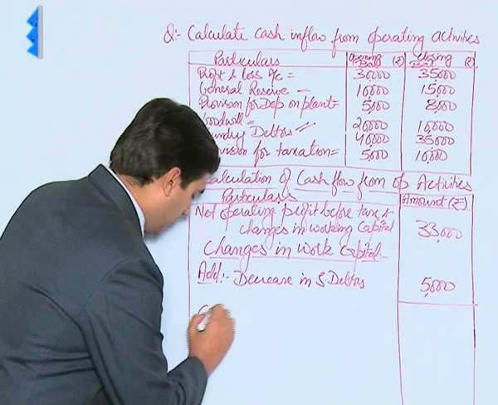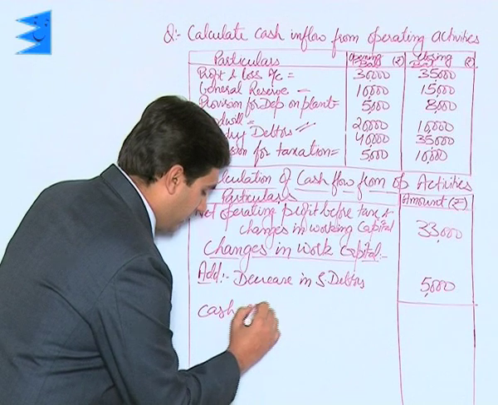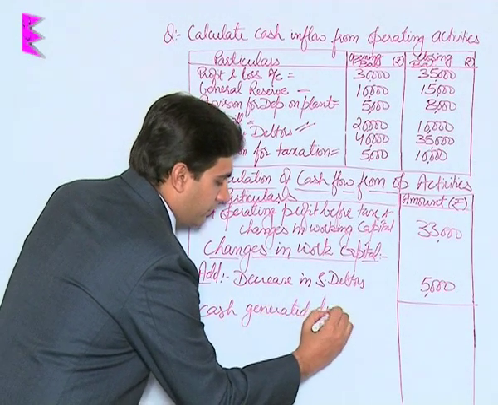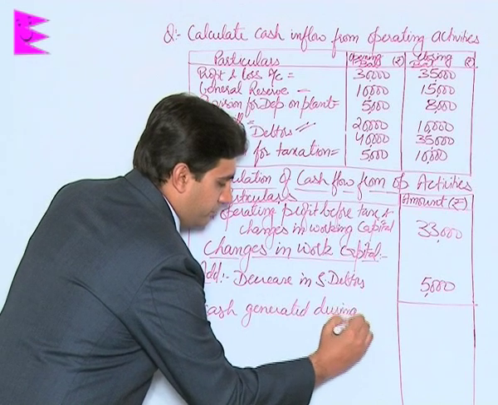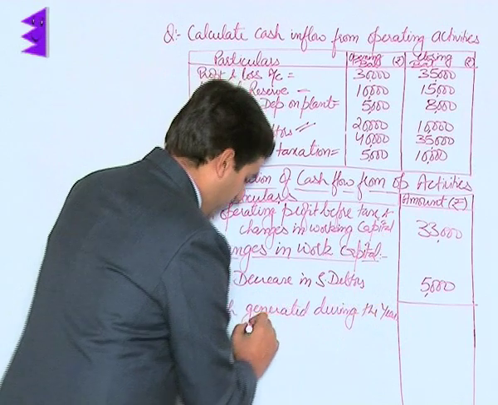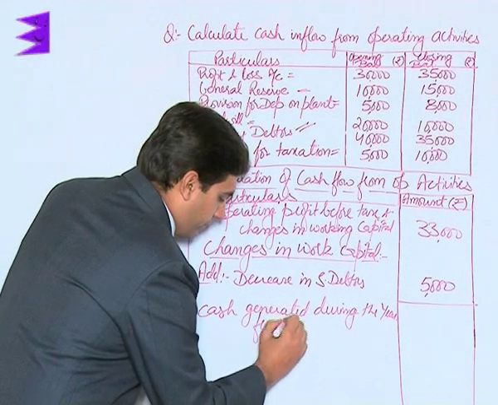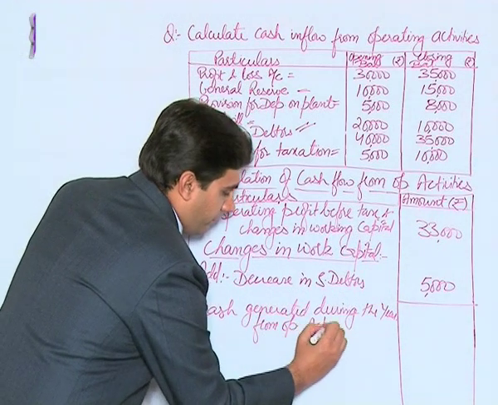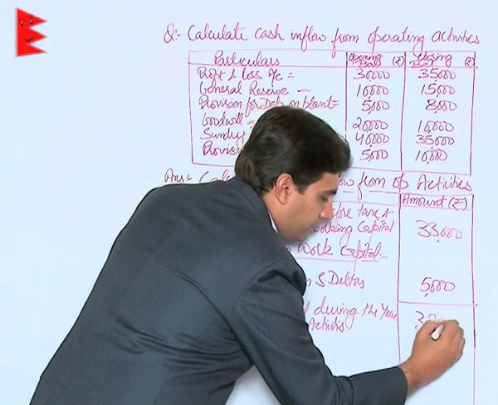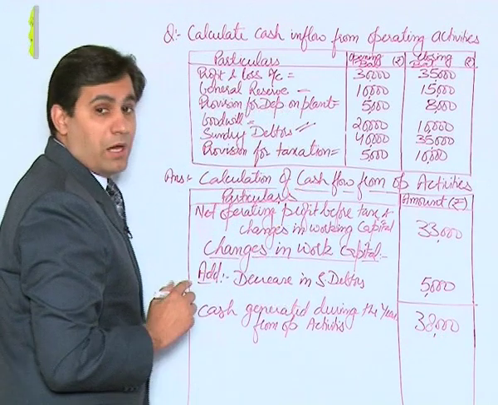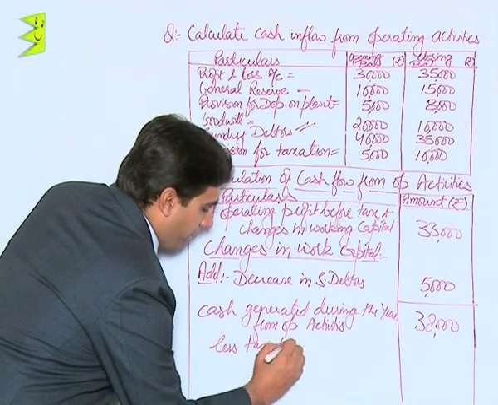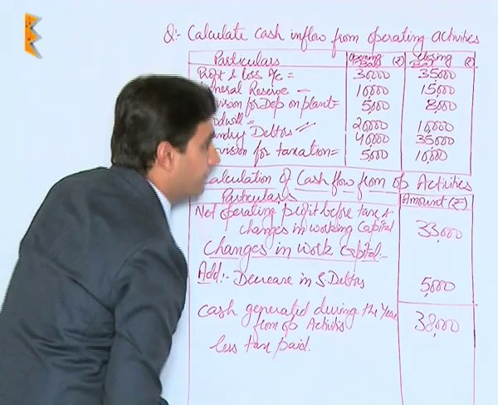No other information is given. So this would be cash generated during the year from operating activities. The total comes to 38,000. Out of this amount, we will deduct tax paid during the year.